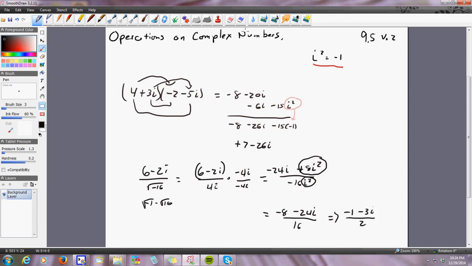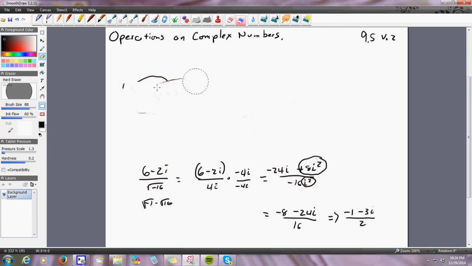I'm going to do one last one, division-wise. That was a pretty crazy question. And these are actually probably my favorite types of questions. Let's say I have 4 plus 9i over negative 2 minus 6i.